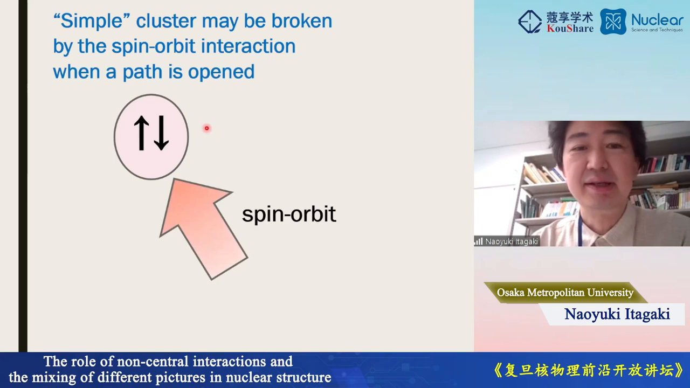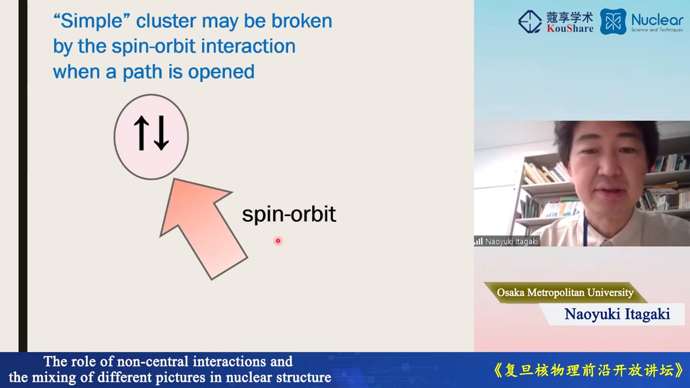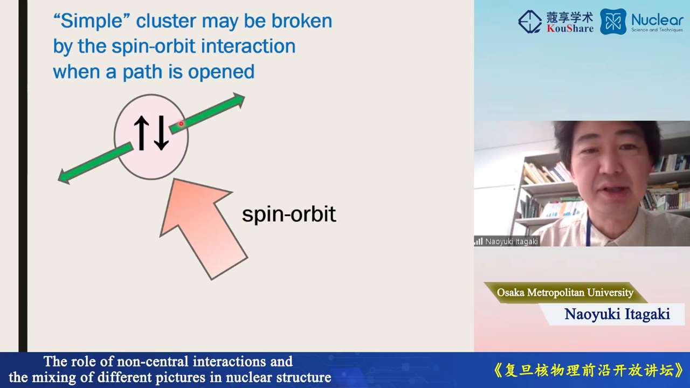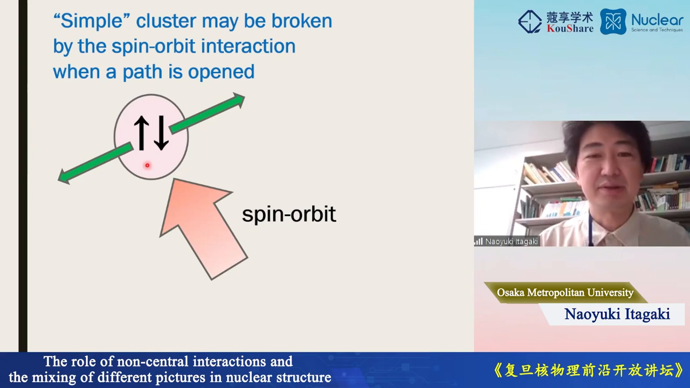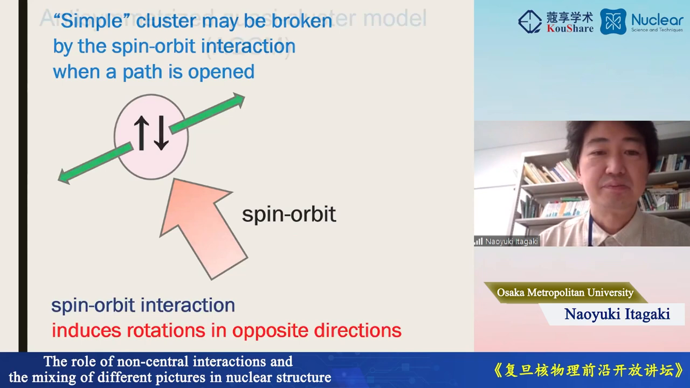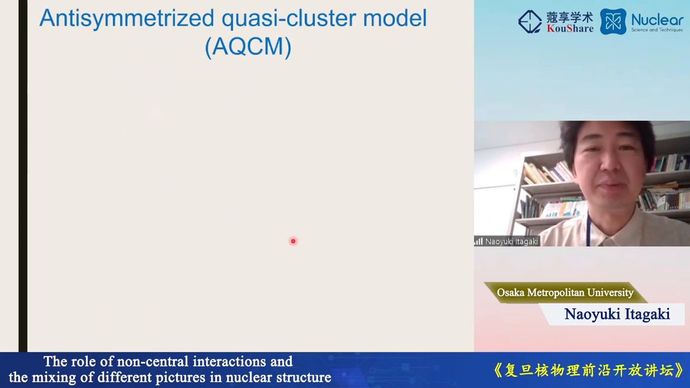Then if we extend the model space, how does the spin orbit interaction act? If we open a path to break this cluster, then the spin orbit interaction induces a rotation of each nucleon to the opposite side if the spin orientations are opposite. So spin up and spin down are boosted in the opposite direction. That's the role of the spin orbit interaction actually. If we allow the breaking, that is needed. So what I would like to say is that we have to extend the model space and allow the contribution of the non-central interaction.